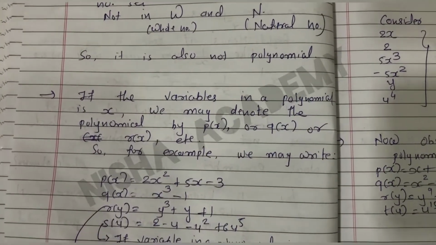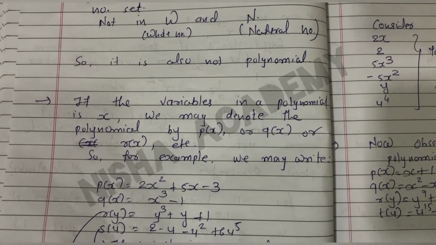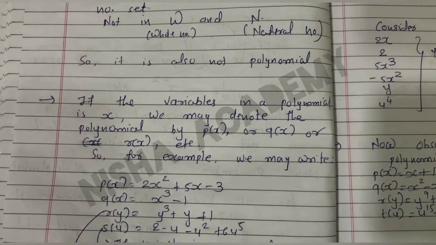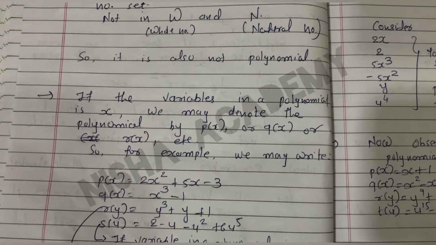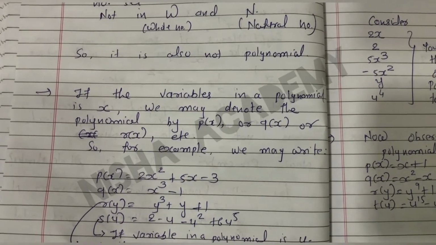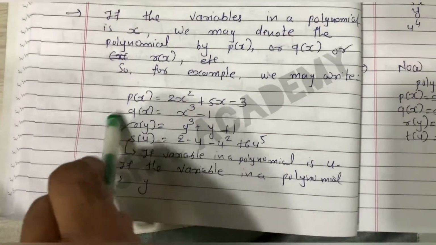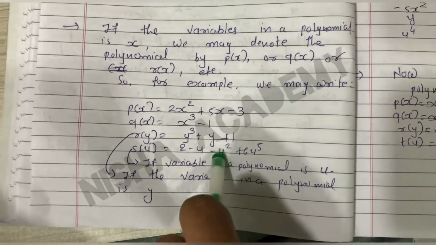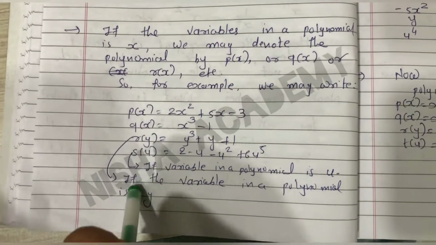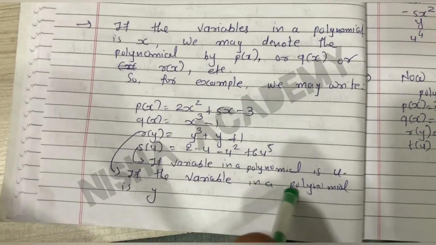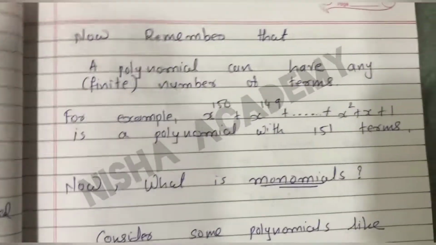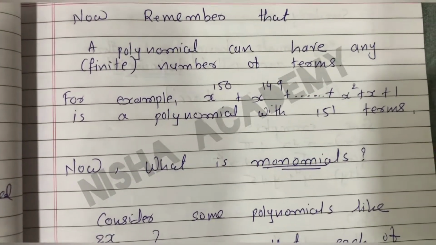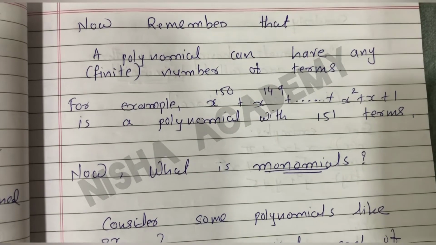Now the variable in a polynomial is x. We may denote the polynomial by p of x, q of x or r of x. If the variable is y, we can denote it as r of y. If the variable is u, we can write s of u, right? Now remember one thing: a polynomial can have any number of terms, but finite, not infinite.